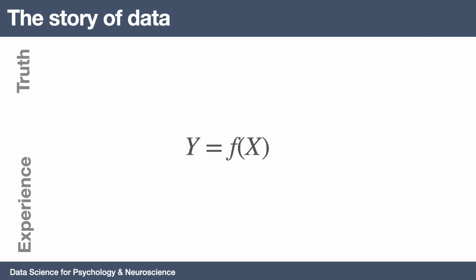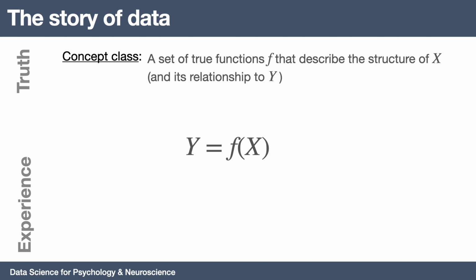We also describe this relationship at the experiential level, also known as the empirical level. This is what we can actually work with in data science. These are empirically collected observations and our understanding of the relationships within our limited sample. Now, when we talk about the relationship between x and y at the level of truth, we refer to this relationship as a concept class. A concept class is a set of true functions, we'll use the term f here, that describe the structure of x and his relationship to y.